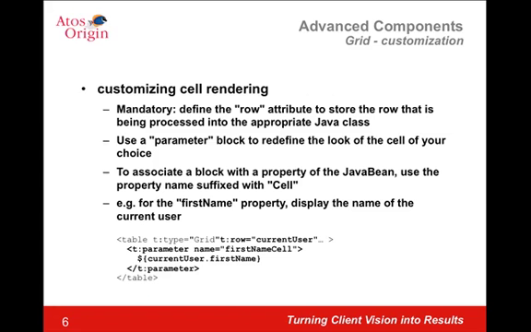And for every cell we want to change, we will use a block parameter. The name of this block will refer to the attribute of your Java bean which you want to change the rendering. For example, if you want to modify the rendering of the firstName attribute, your block will be called firstNameCell.